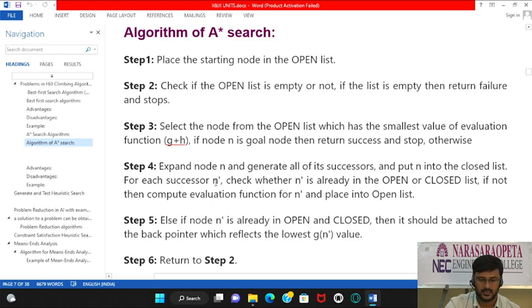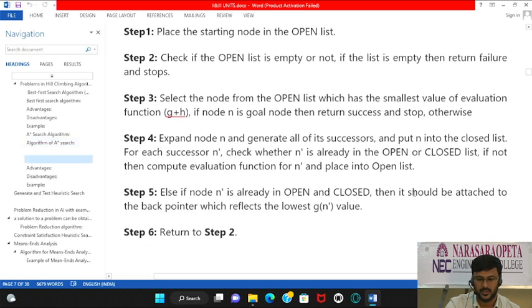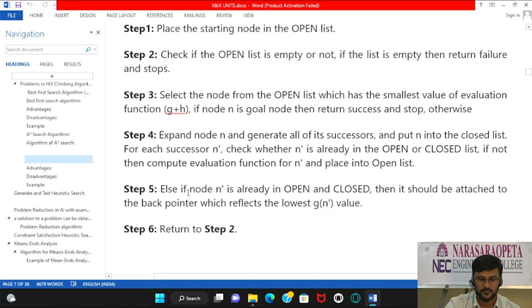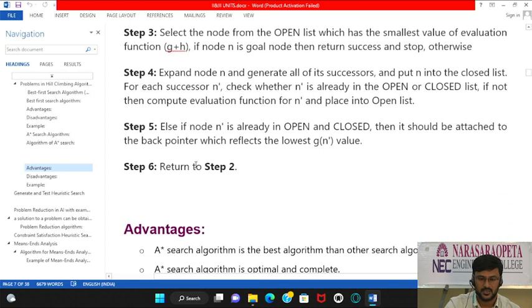For each successor, check whether it is already in the open or closed list. If not, then compute the evaluation function for n and place it in the open list. Else, if the node is already in the open or closed list, then it should be attached to the back pointer which reflects the lowest g(n) value. Step 5: Return to step 2 and repeat until you find the best path.